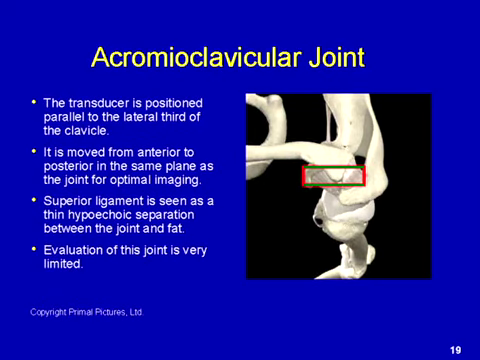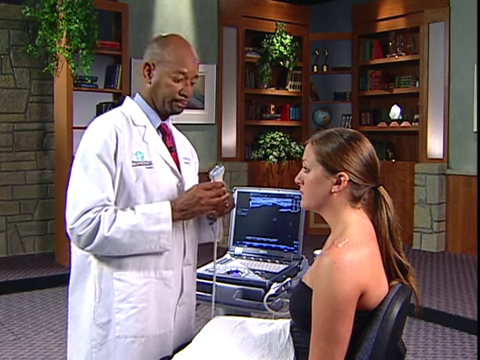Let's now take a look at the acromioclavicular joint. To visualize the acromioclavicular joint, the transducer is positioned parallel to the lateral third of the clavicle. It is moved from anterior to posterior in the same plane as the joint for optimal imaging. The superior ligament may also be seen in some patients. Evaluation of this joint is very limited. It is a site for certain conditions such as rheumatoid arthritis.